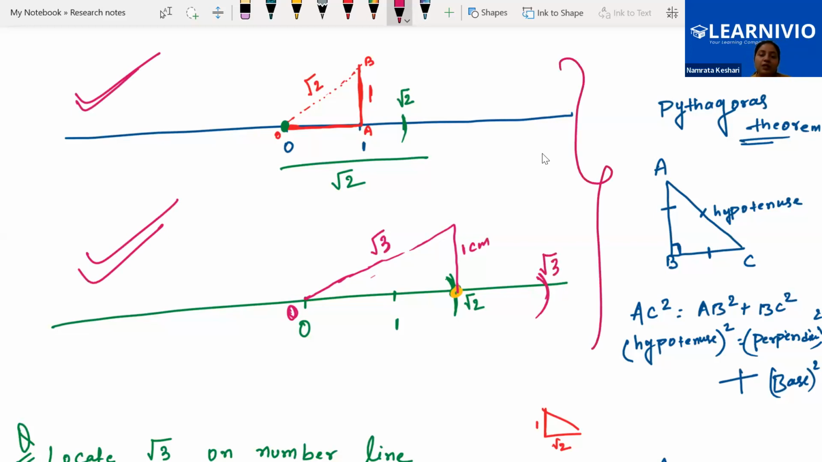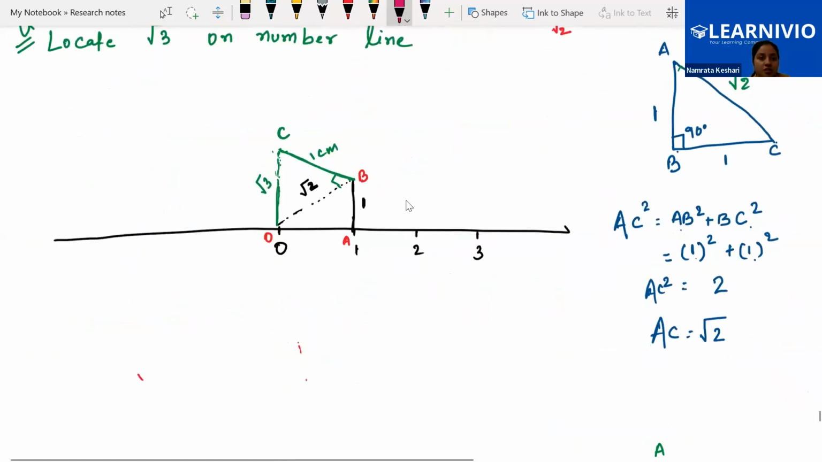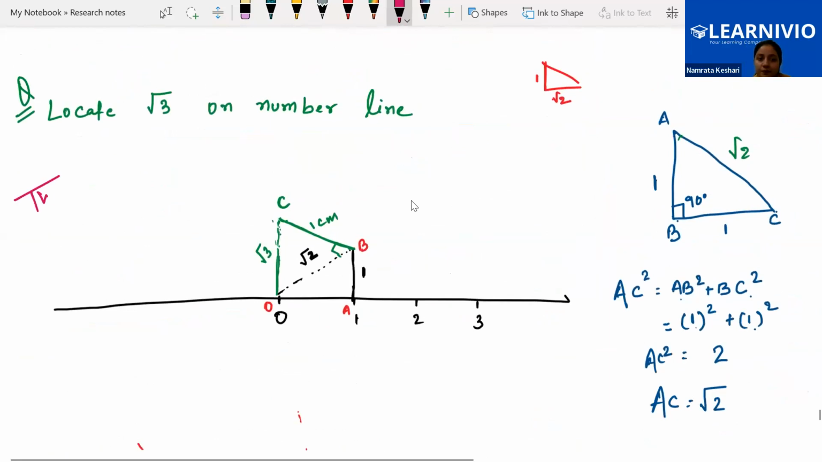Either you can do this complete process: first locating root 2, taking the root 2 measurement in the compass, and then marking root 2 from 0 and following the same steps. On root 2 you drop a 1 centimeter perpendicular, then you join to get the hypotenuse, which has to be root 3. Or you do the process directly, which we have done. Here only we have drawn root 2, and on the same diagram we are trying to plot root 3. Is it clear so far?